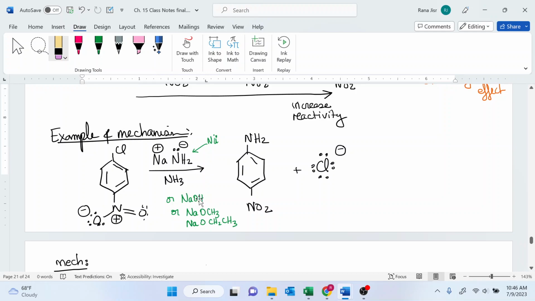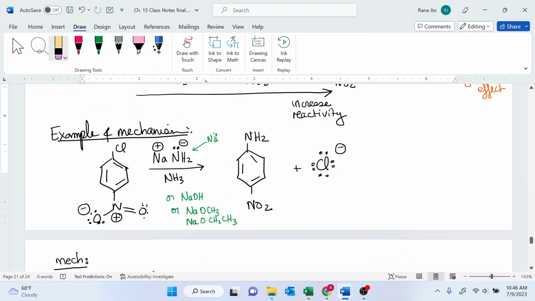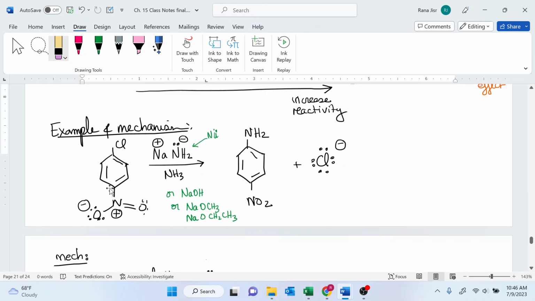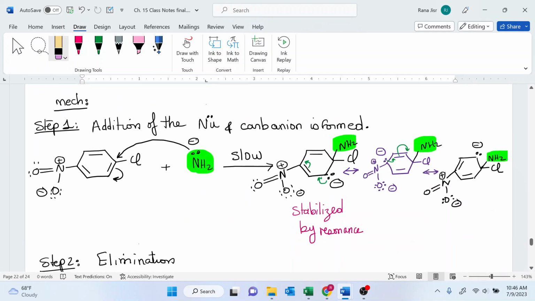If you use the sodium hydroxide, then you are replacing the chlorine with the OH. If you use the OR, then you're replacing the chlorine with the OR. It's very important when you are drawing the mechanism of the reaction, make sure that you draw the Lewis structure of the NO2 because resonance is going to happen across the ring in there. The intermediate in this reaction is a carbanion intermediate.